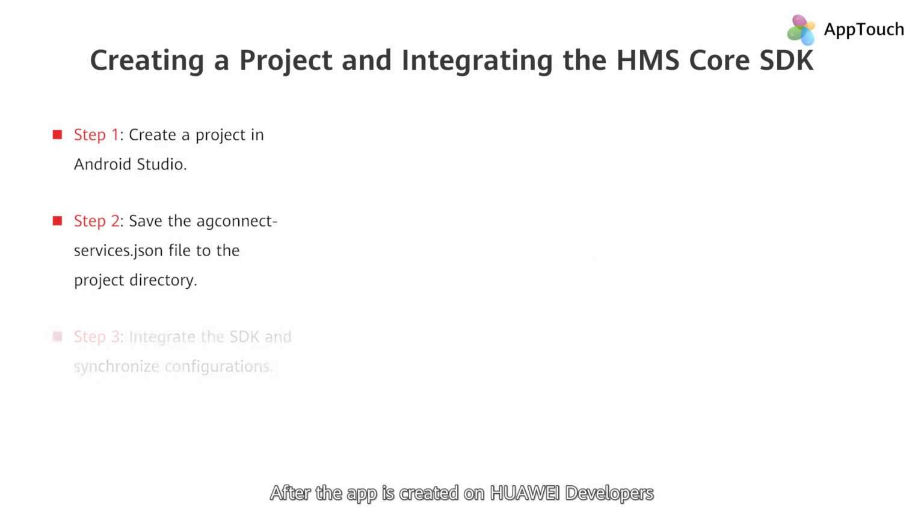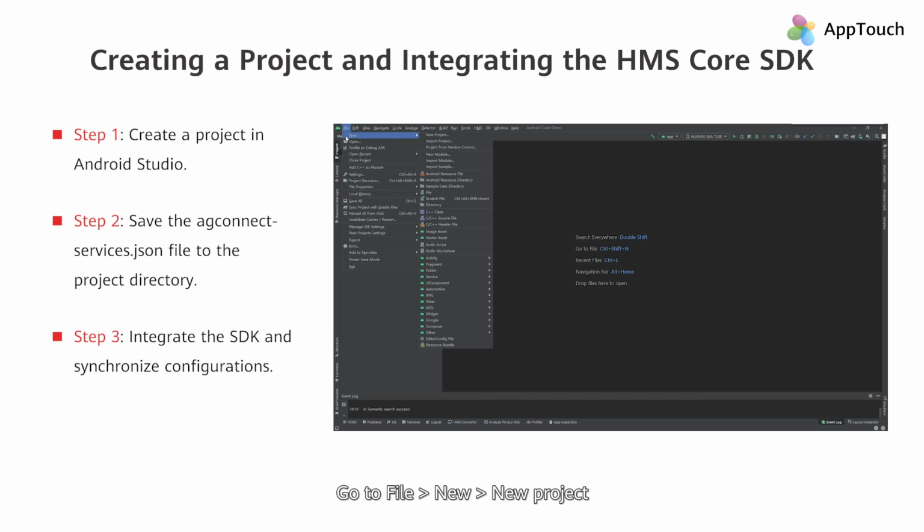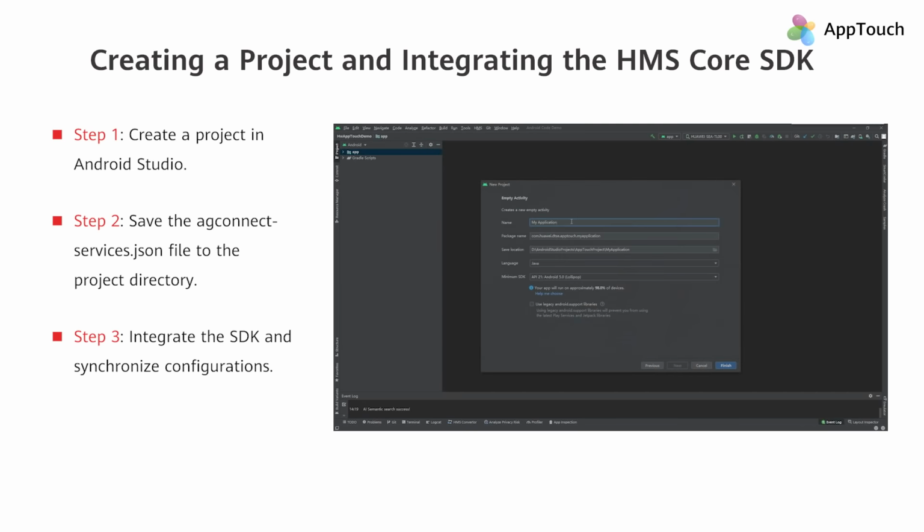After the app is created on Huawei Developers, use the development tool to create a project and integrate the HMS Core SDK into this project. Go to File, New Project. Configure app information and click Finish.